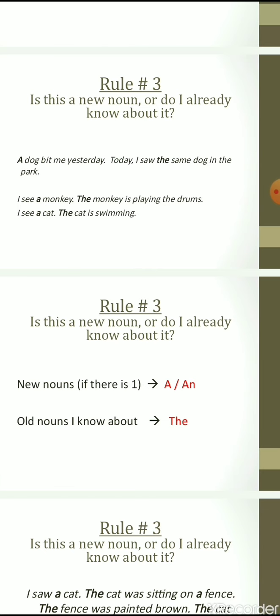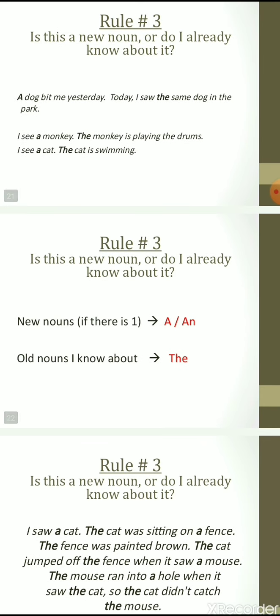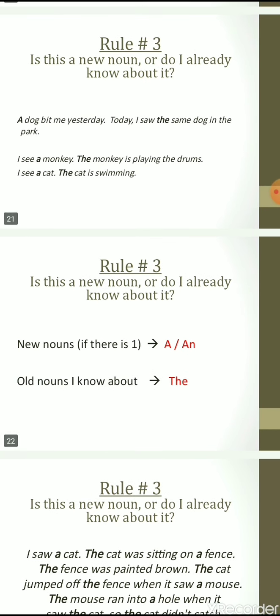So in the second sentence, we already know which dog. So this noun, dog, in the second sentence is a known dog. So we added the. I see a monkey. The monkey is playing the drums. Now in the first line, we don't know which monkey. And in the second line, we know which monkey we are talking about. So this is a noun that we already know about.